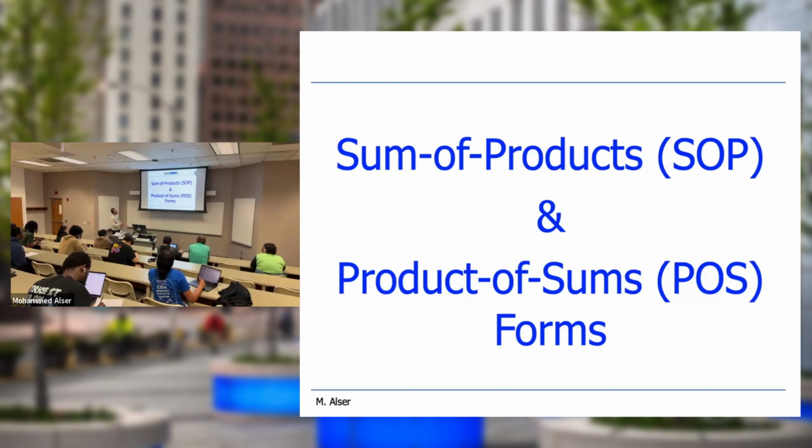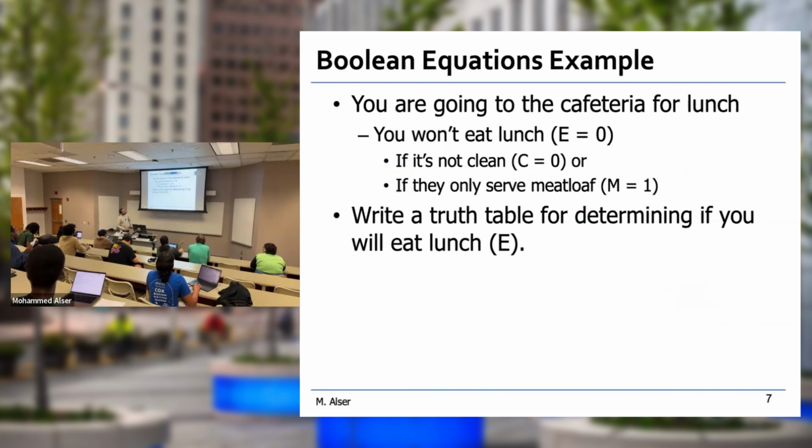So last time we covered 2 important methods. One of them is called sum of products, and the other one product of sums. Okay. Do you have any questions about those? Any question? Is it clear? Okay. Let's take some examples to make sure it's clear.